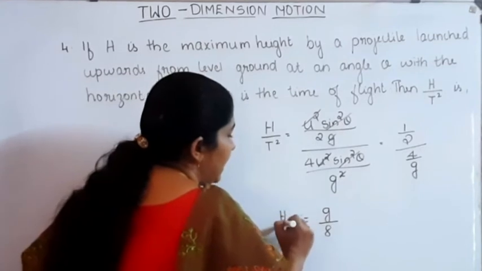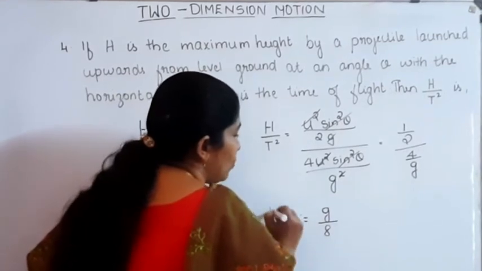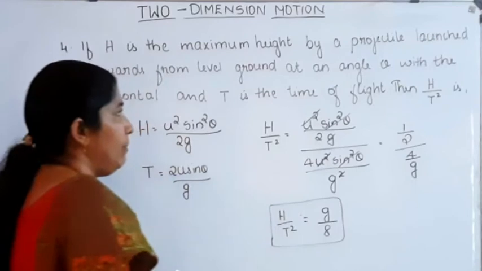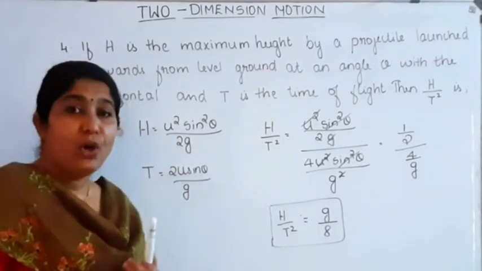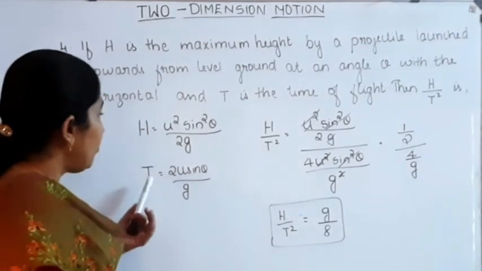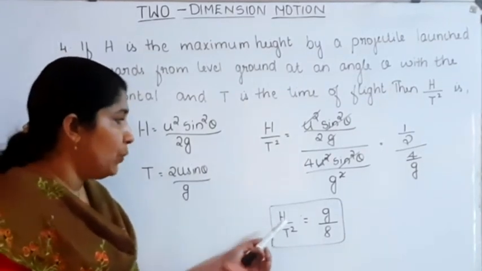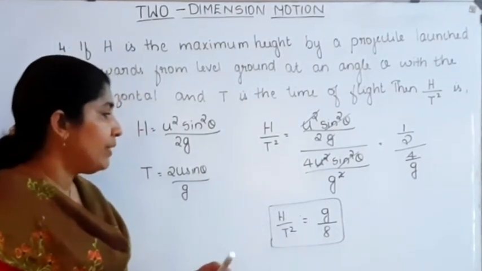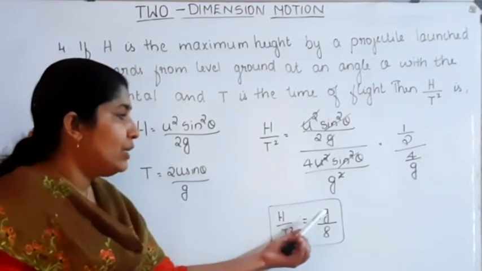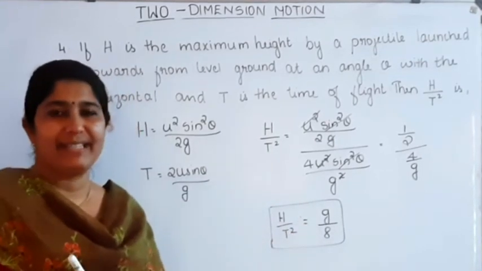Then h by t square is equal to g divided by 8. If you know the equations for the height and time of flight, then it is very easy to find out the ratio h by t square. H by t square is equal to g divided by 8.